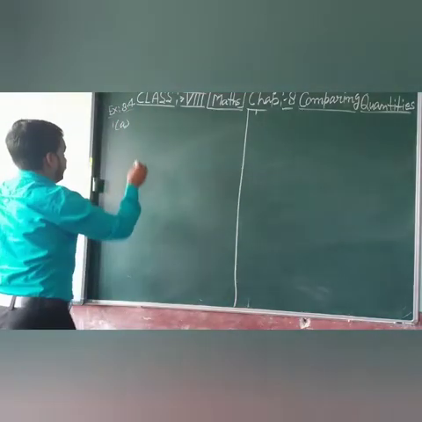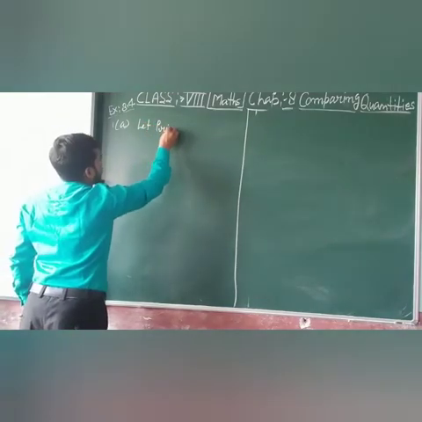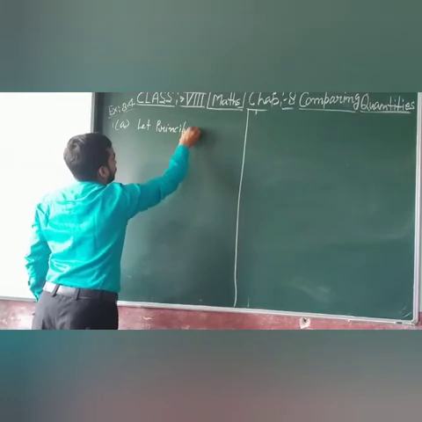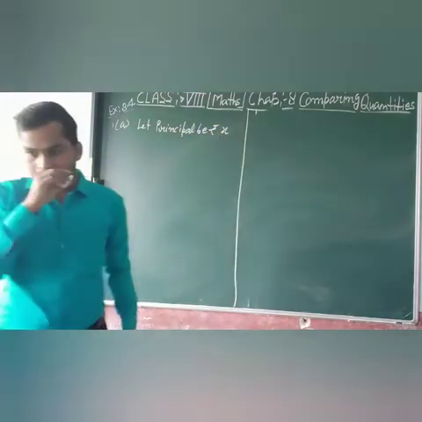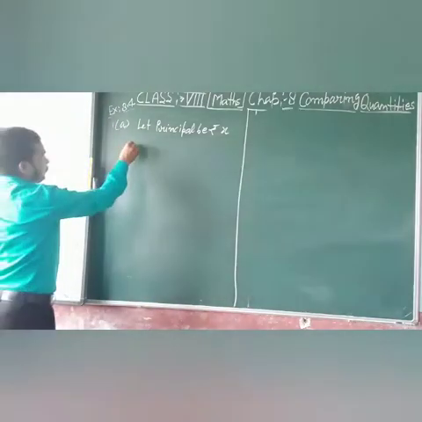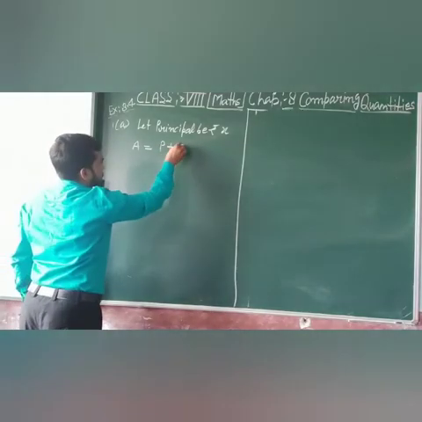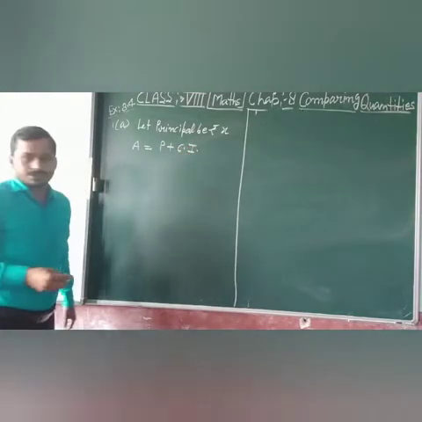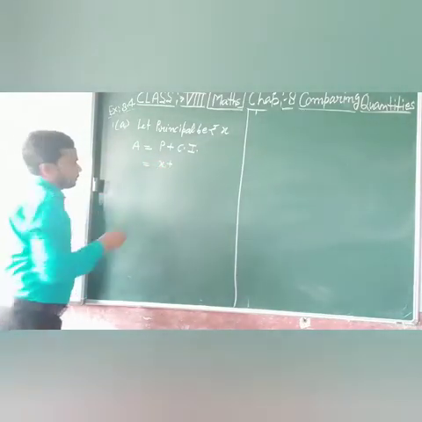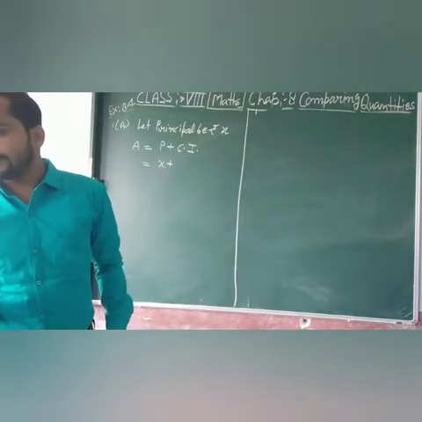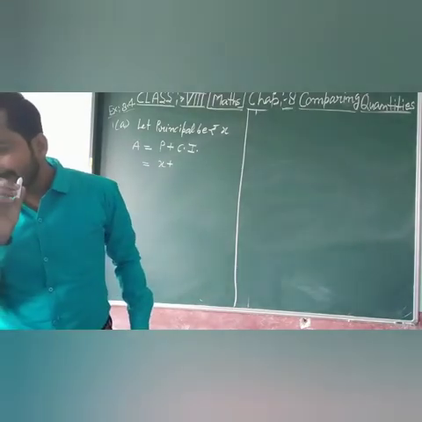So let the principal be rupees x. We know that amount equals P plus I. We can also say that it is P plus CI, compound interest. So principal is x and compound interest is given, 408 rupees.